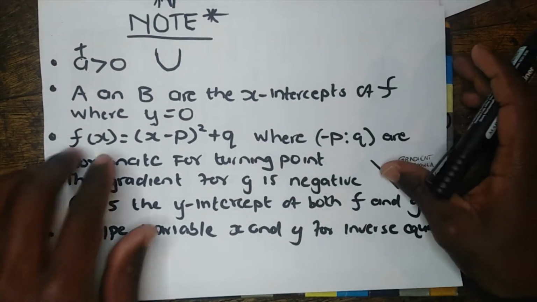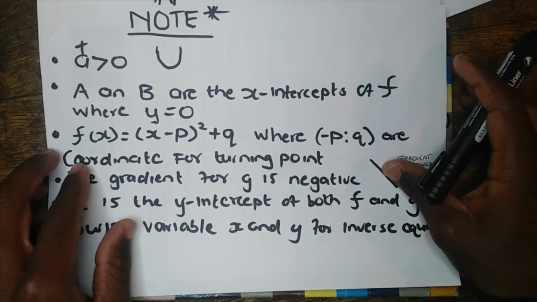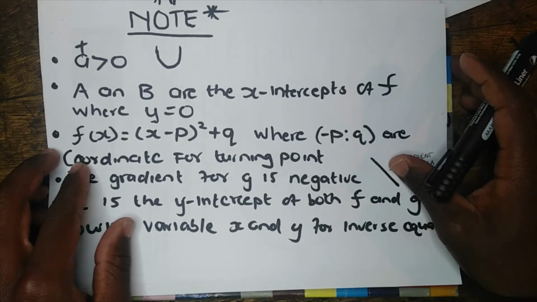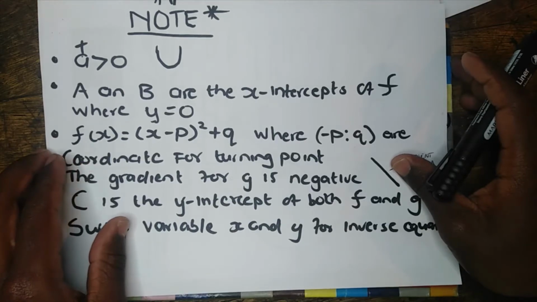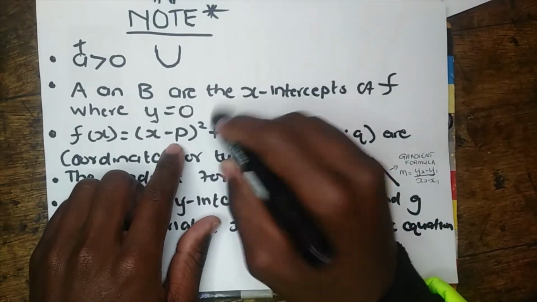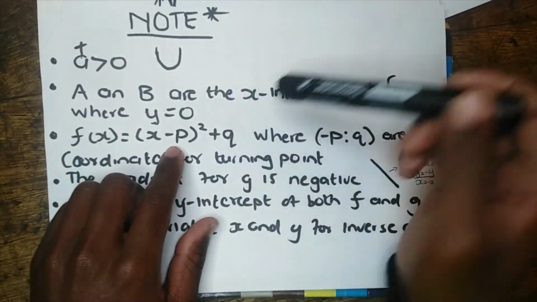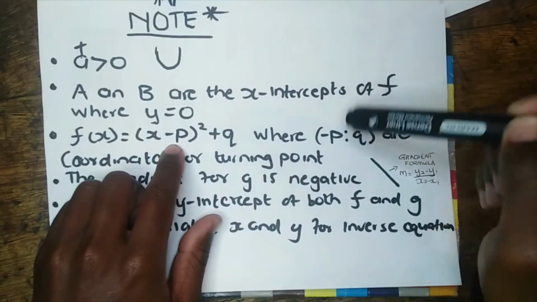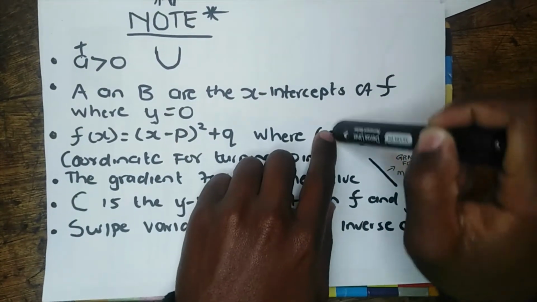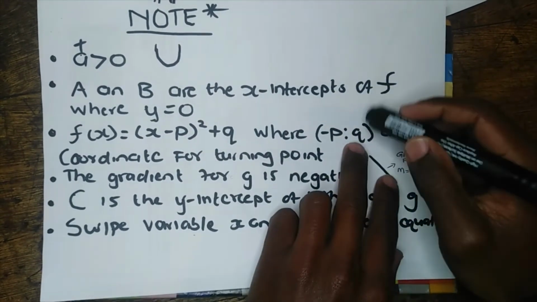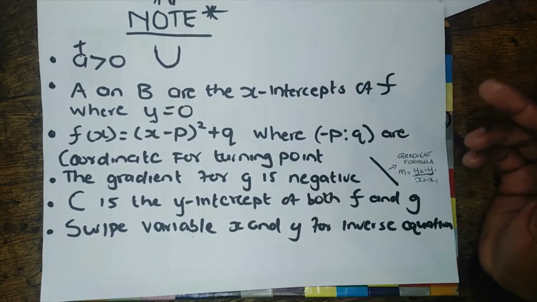Bullet number 3 is here now. f(x) is equal to (x minus p) squared plus q, where p and q are the coordinates of the turning point. It's important guys to know this standard equation. This p is for x in the turning point coordinate, and q is for y. Please guys note that.